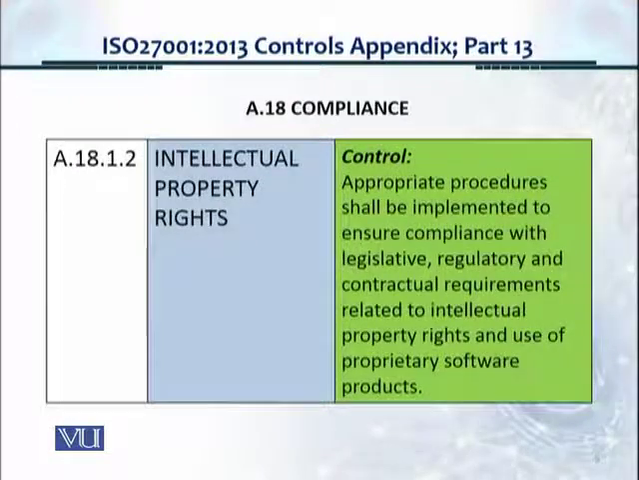Intellectual property rights. Appropriate procedures shall be implemented to ensure compliance with legislative, regulatory, and contractual requirements related to intellectual property rights and use of proprietary software products. So one example here is that if we are using software, then we need to have properly licensed software, and we should not be using pirated software. So that's related to intellectual property rights.